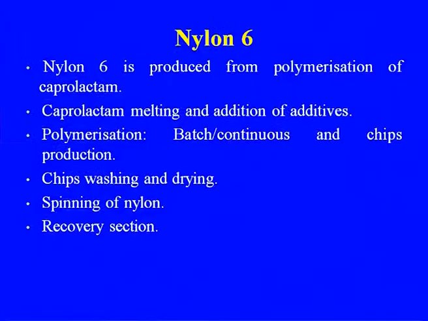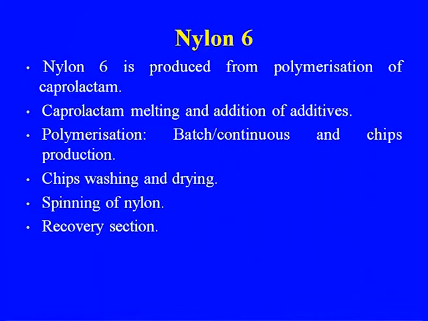Now after getting the caprolactam, the next section in the nylon 6 preparation is the polymerization of the caprolactam. So nylon 6 is produced from polymerization of the caprolactam. The process consists of caprolactam melting and addition of additives, polymerization, batch or continuous, and fine chips production, because after the polymerization we are getting the nylon chips, and those chips can be used for spinning, weaving.